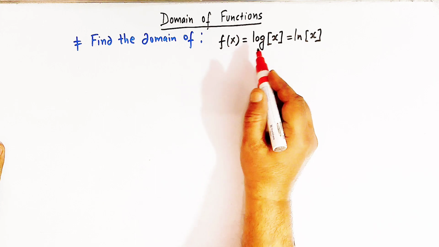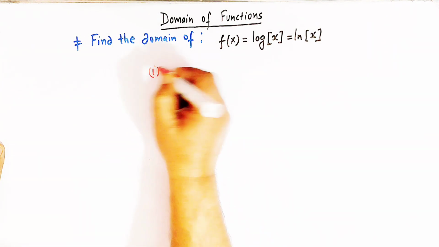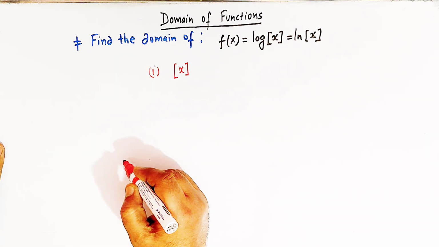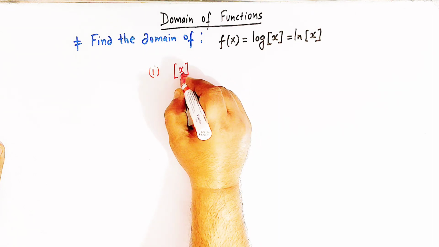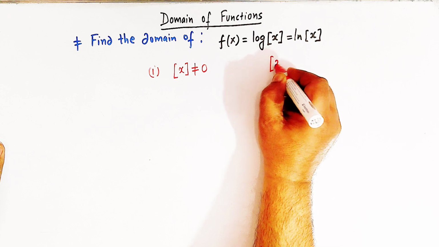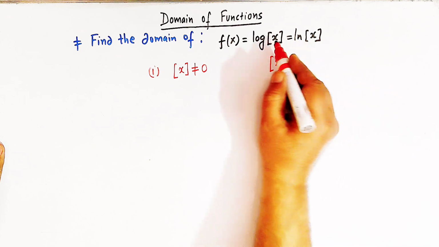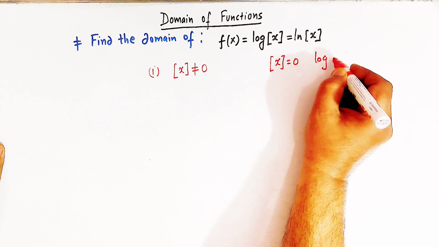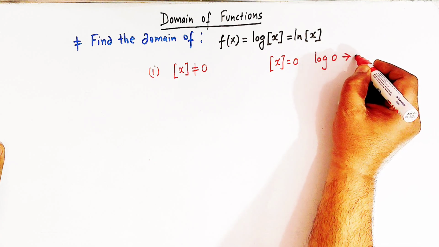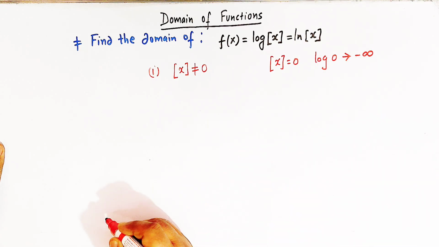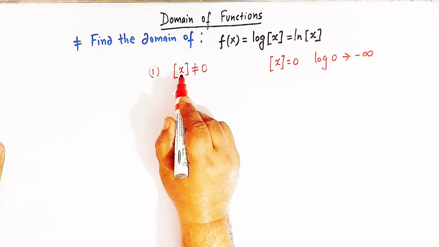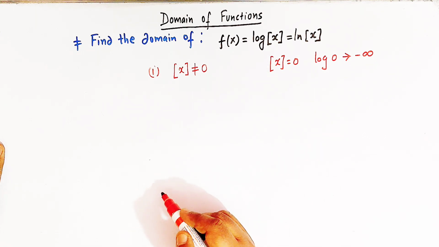The first important point is that the greatest integer of x should not be equal to 0, right? Because when the greatest integer of x is equal to 0, then we have log of 0, and log of 0 tends to minus infinity, right? So we have to avoid all those values of x which make the greatest integer of x equal to 0.